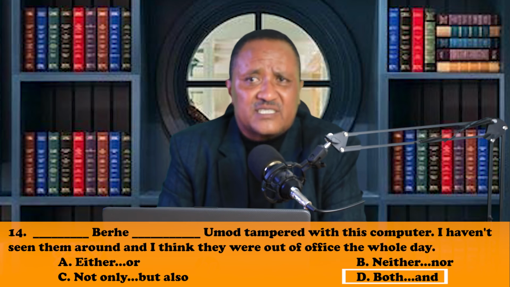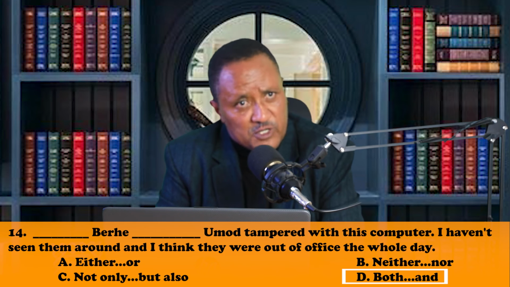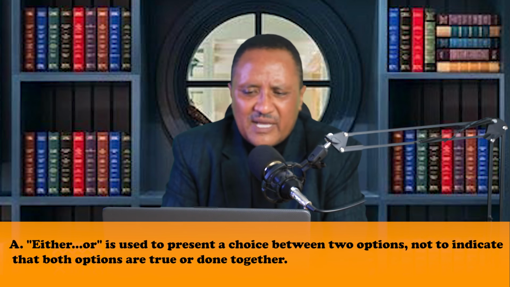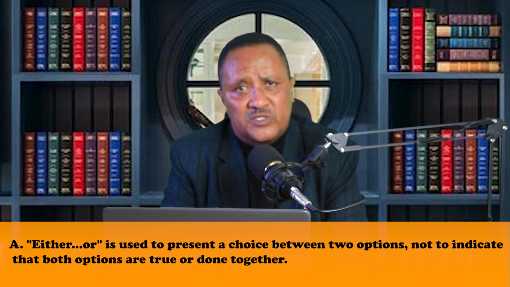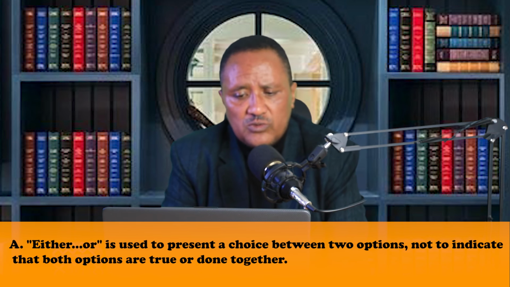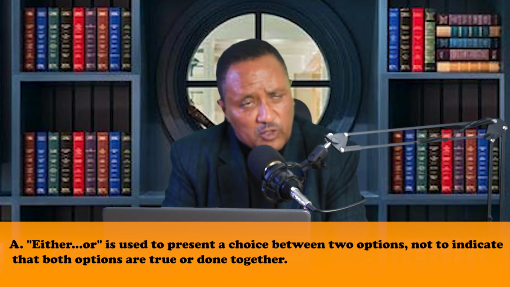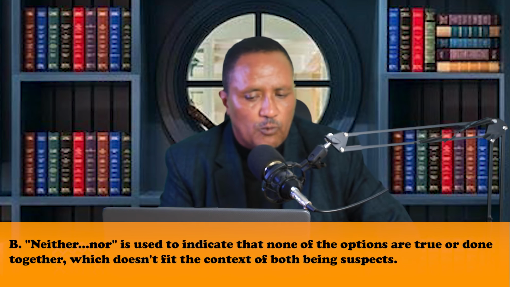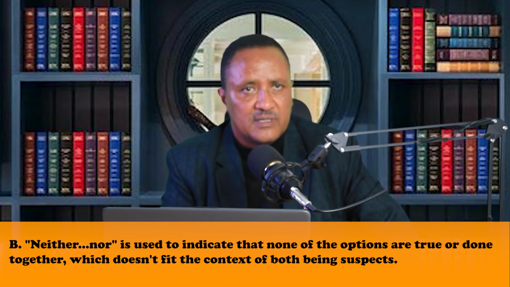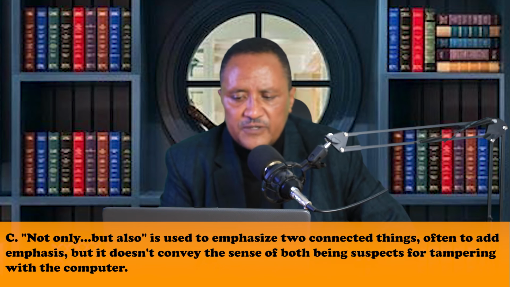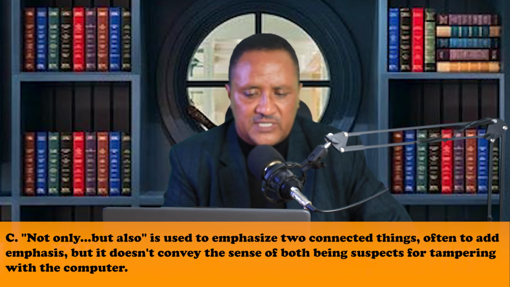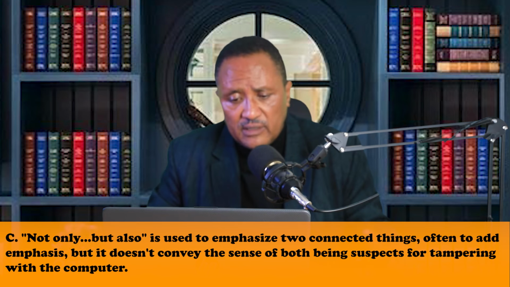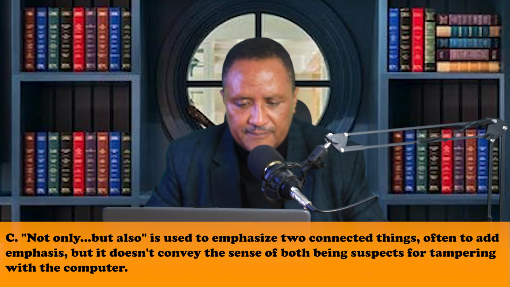Now, why the others cannot be answers? Let me justify. A, either or. Either or, most of the time, is used to present a choice between two options, not to indicate that both options are true or done together. So it cannot be. B, neither nor, is used to indicate that none of the options are true or done together, which doesn't fit the context of both being suspects. C, not only but also, is used to emphasize two connected things, often to add emphasis, but it doesn't convey the sense of both being suspects for tampering with the computer. So because of this reason, the best answer would be D.